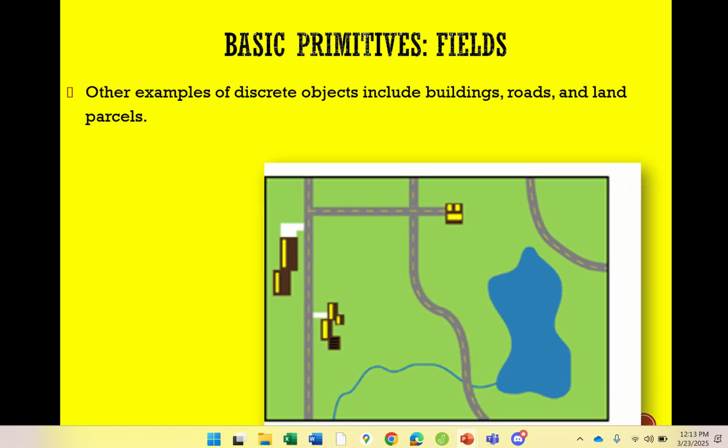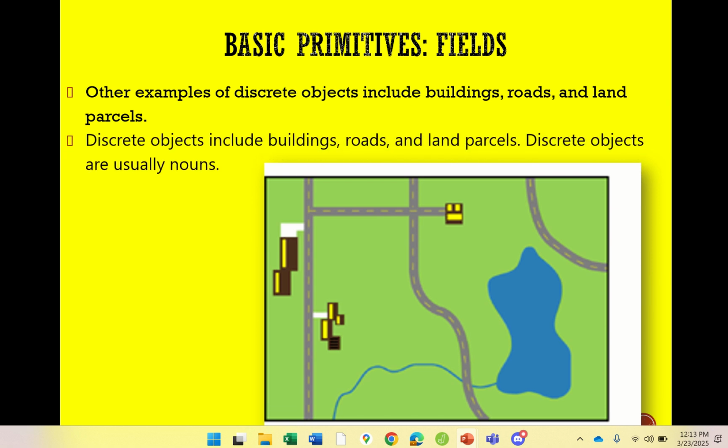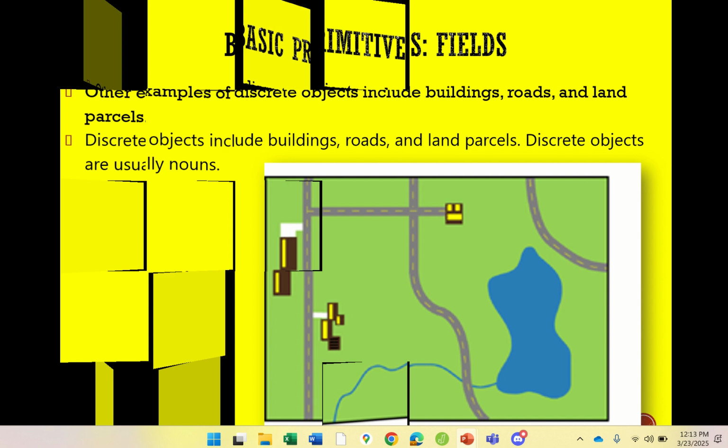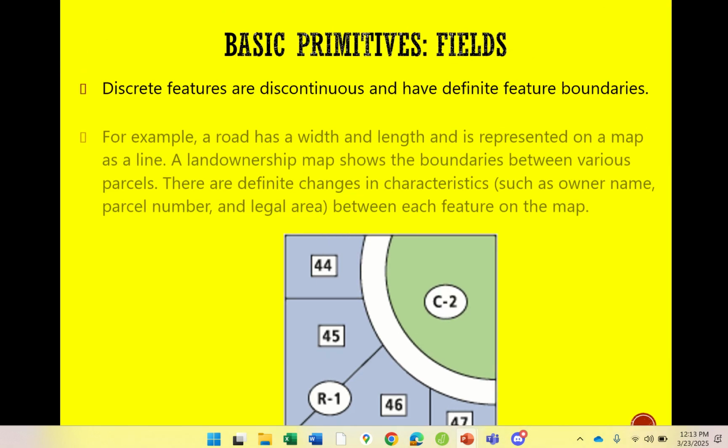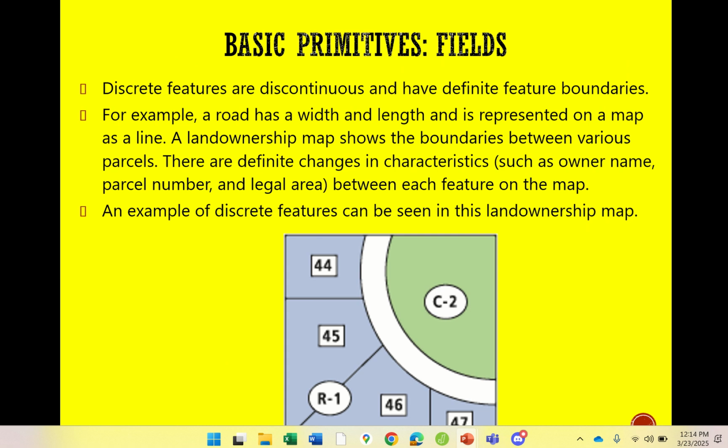Other examples, buildings, roads, land parcels, all have a definite boundary to where they exist, drawn around them. So you can think of a discrete object as anything that basically is like a noun, right? Building, lake, river, street. Basically all nouns are going to be discrete objects because they have a definite spatial border drawn around them. So a property map is definitely going to be an example of a discrete object data type, because you can see exactly where each object begins and ends.